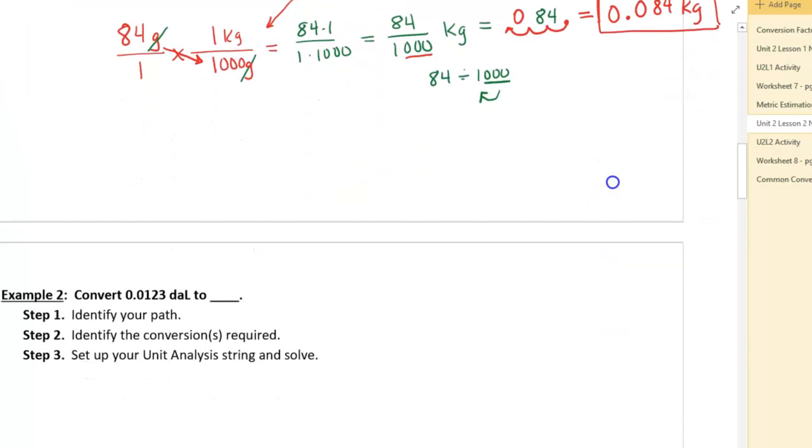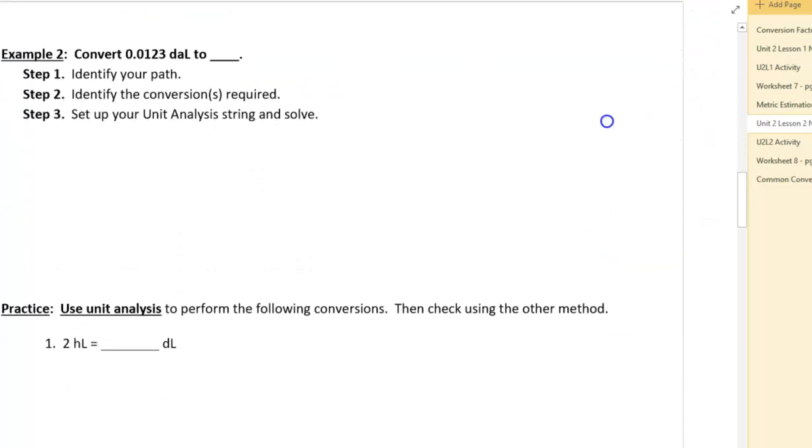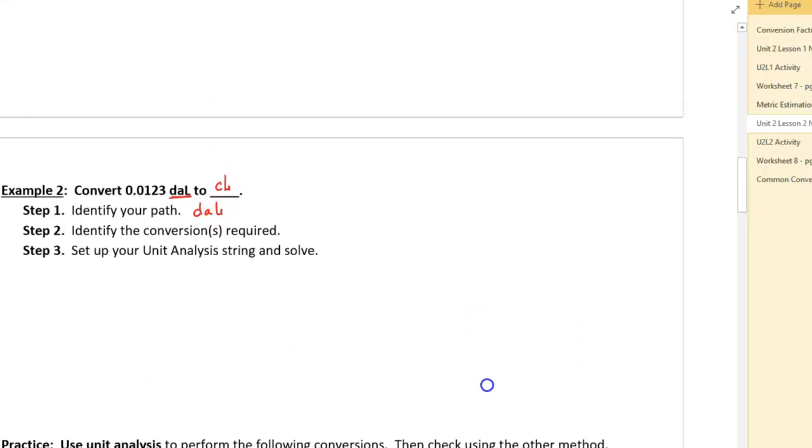Moving on to example 2, we'll get a little more involved in this one. In example 2, we're asked to go from decaliters, and this time we want to go to centiliters. All right, so we're going to start with decaliters. This one has the A in it, so it's the one that's bigger.